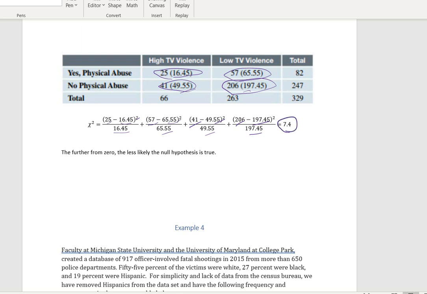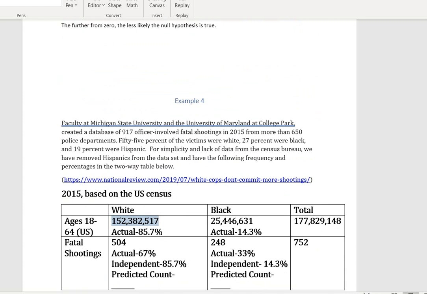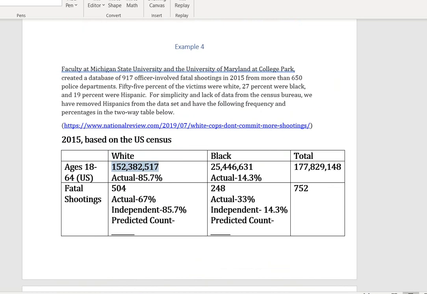So here's how we can interpret this: the further from 0, the less likely the null hypothesis is true. 7.4 is quite far away from 0, so we have some evidence that the null hypothesis is not true, which means there's probably a good chance that there is a correlation between physical abuse and watching high TV violence. All right, so I'm going to show you guys how to do this on StatCrunch with the next example because the numbers are ridiculously big.